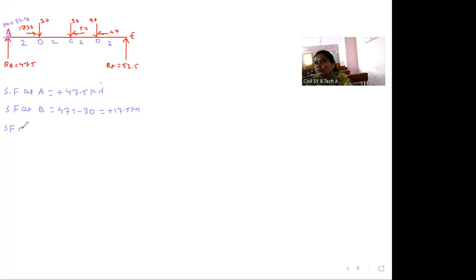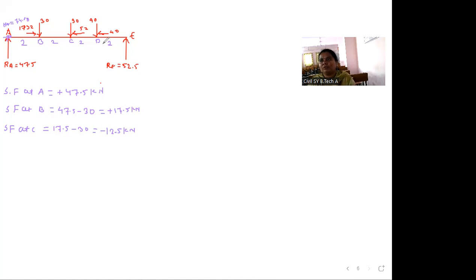Shear force at C is equal to, up to C point force is 17.5 and at C point downward 30 force is there. So minus 30, which is equal to minus 12.5 kilonewton. Now you observe here at this point shear force changes sign, plus to minus. That means we have to find out the zero shear force location for this.